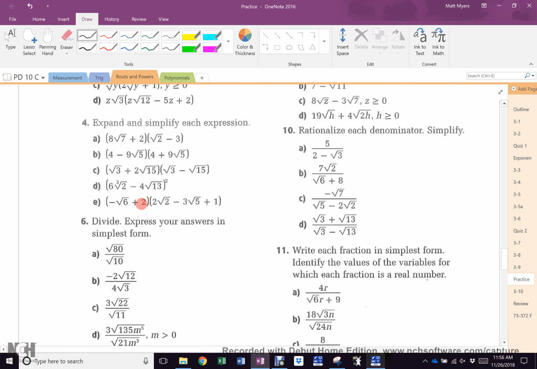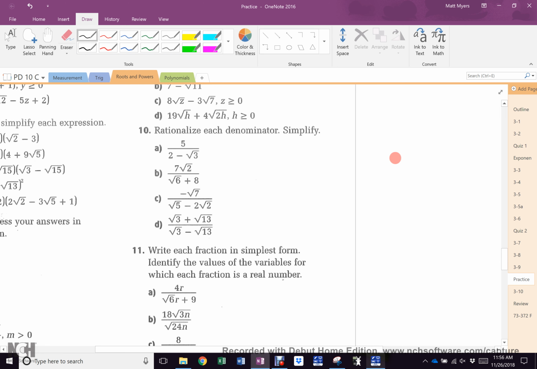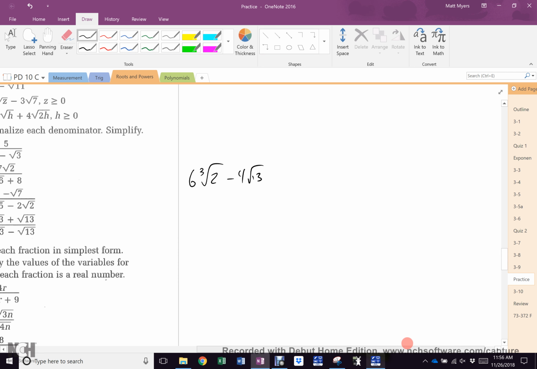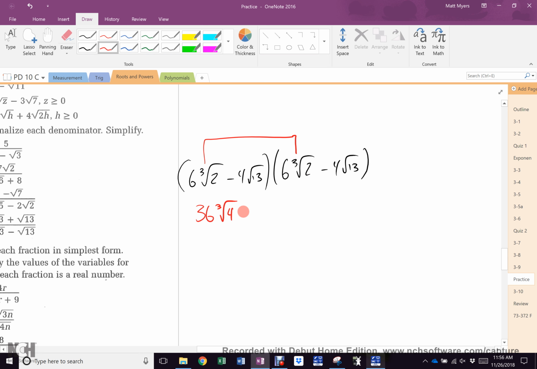4D. This guy? Oh, 4D. Okay. So that is 6 cube root 2 minus 4 root 13, all squared. You guys already know how to do this. What does that exponent do to this base? It doesn't double it. It makes us write it again. Now, you all know how to do this. Yeah, so we'll sort it out. 6 times 6? 36. Cube root 2 times 2? 4. Next one. 6 times 4. 24. Now this is going to get weird. Cube root 2, square root 13.